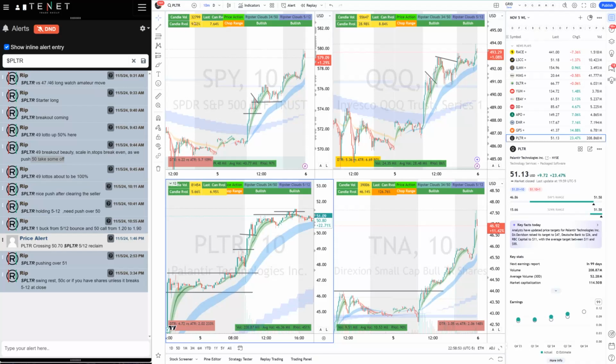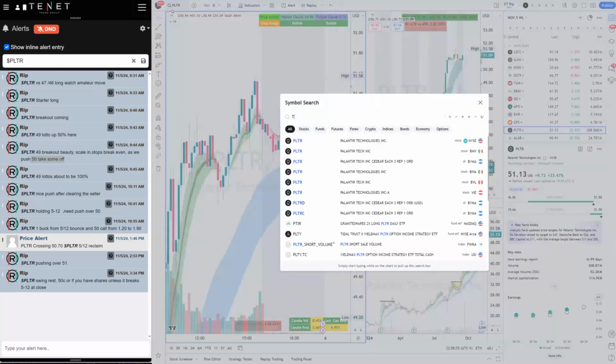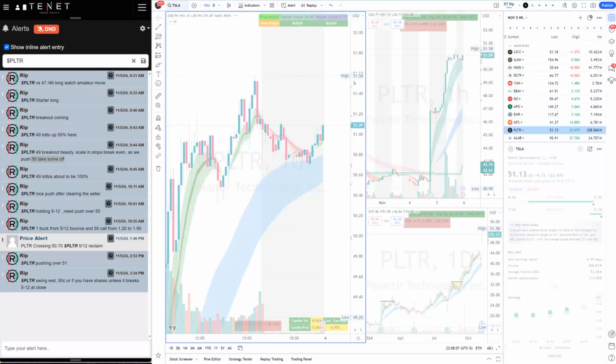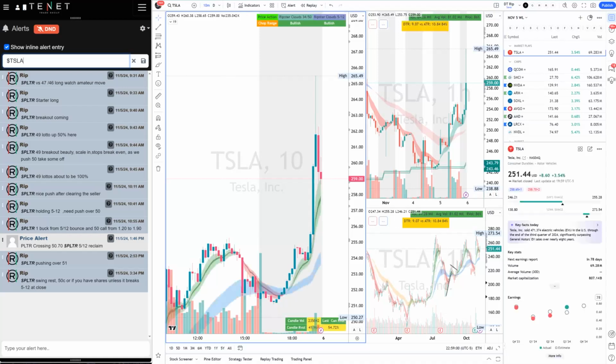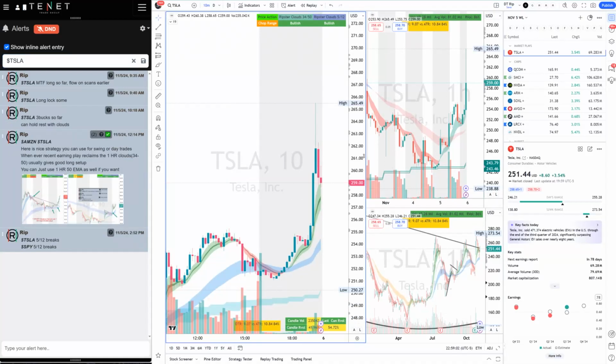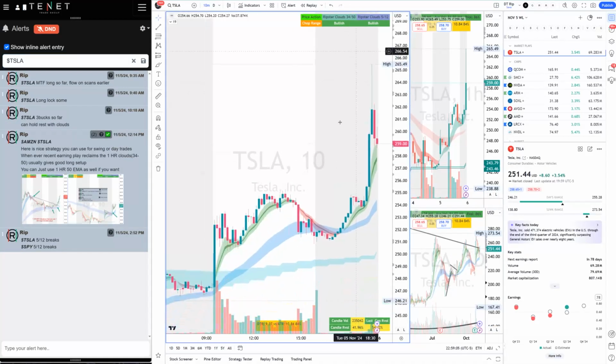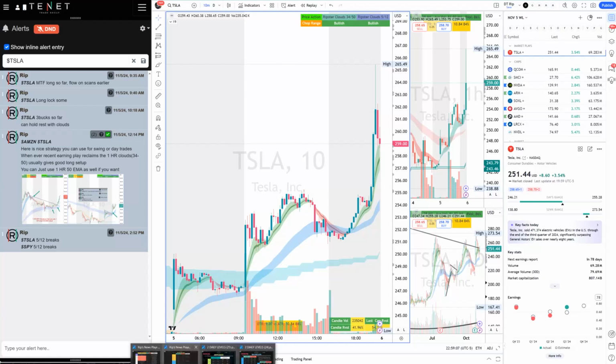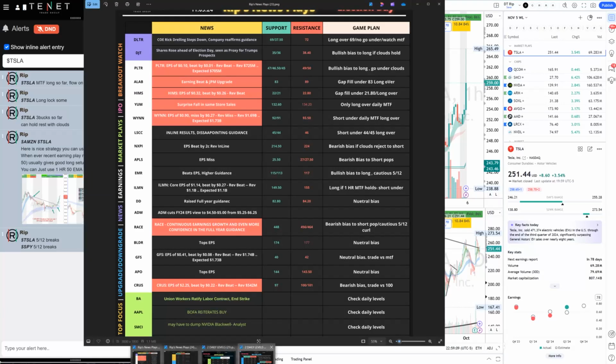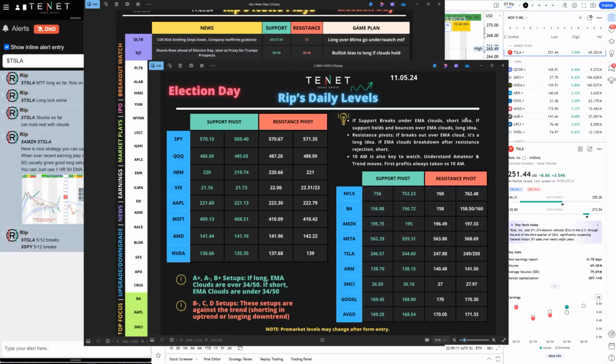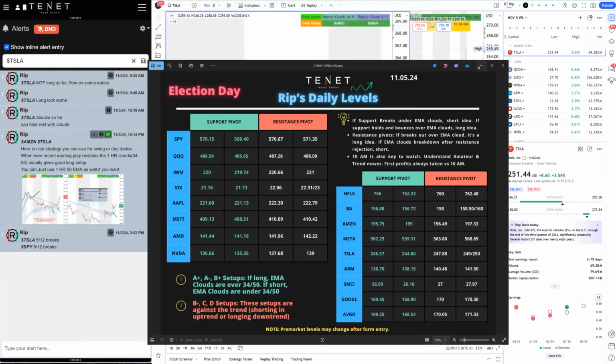All right, so the next one we're going to look at is Tesla. Tesla was another one that was a beautiful mover today. So let's see what our guidance and planning was on Tesla. I already provided the levels on Tesla in the pre-market. Let's see if you can see that. We already have the levels on Tesla right here, 249.50 to 247.88.